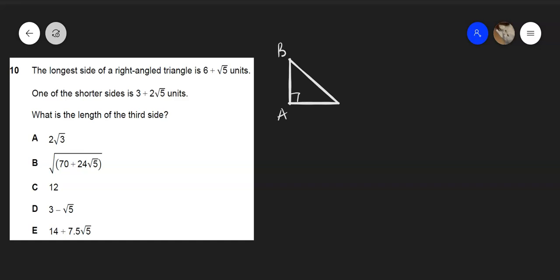Let's say A, B, C, triangle ABC. So the longest side, which in our case is the hypotenuse BC, is 6 plus root 5. One of the shorter sides is 3 plus 2 root 5. Okay, so it doesn't matter, it can be AB or AC. What is the length of the third side? What's the length of AB? By using the Pythagoras theorem, we know that AB is equal to the square root of BC squared minus AC squared.